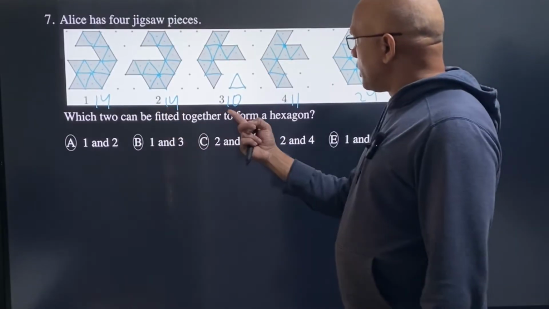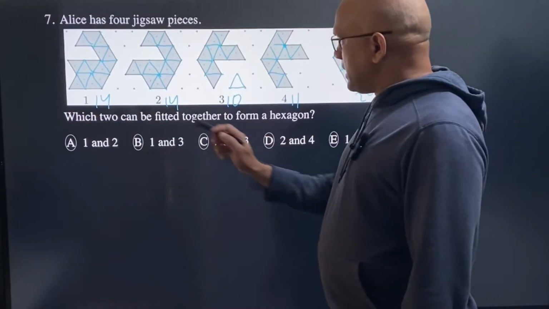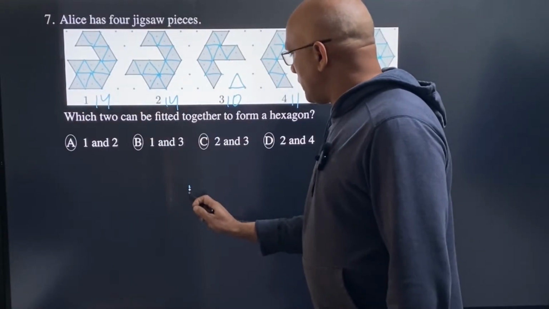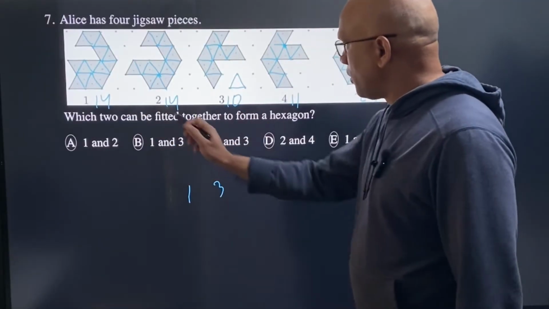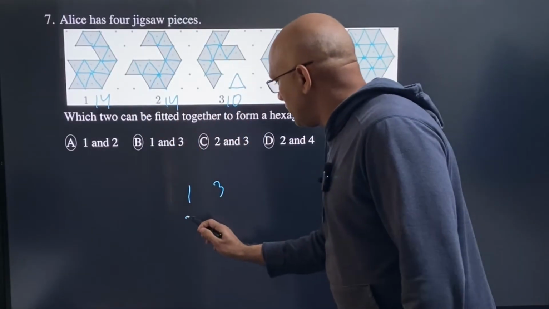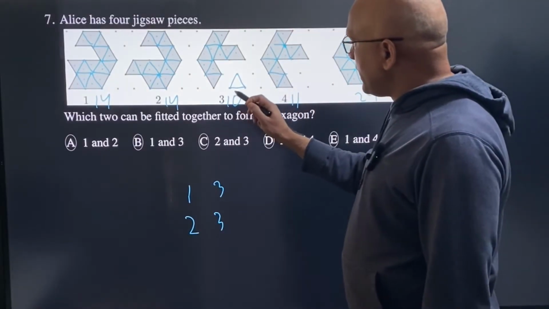So 2 of the numbers here should make 24. And then I can see that I can have both 1 and 3, 1 and 3, 1 and 3. The 14 plus 10 is 24. I can also have 2 and 3, 2 and 3. They also make 24. So we definitely need a 3 there.